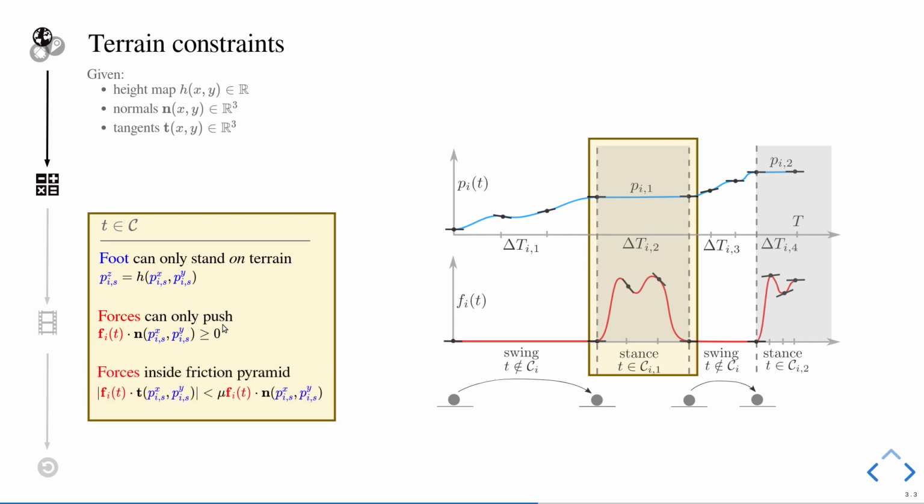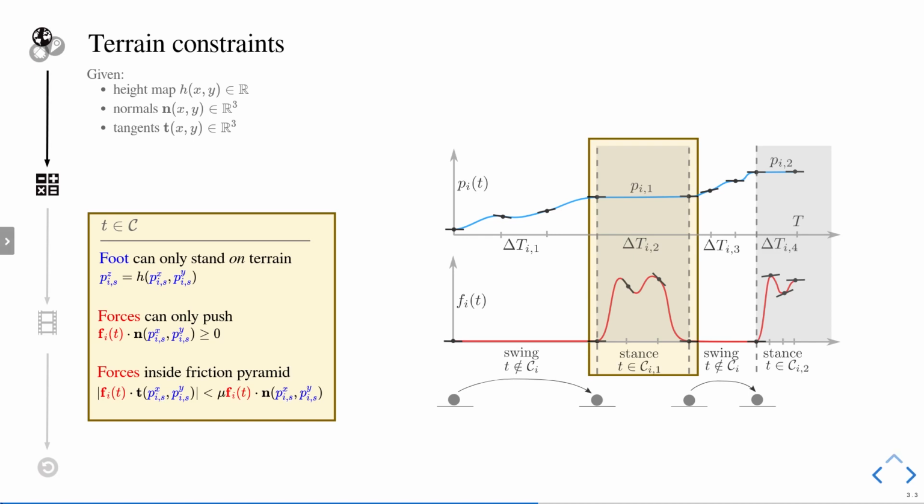And finally, a further constraint that we have to enforce at every point in time is that the forces are inside the friction pyramid. The tangential forces have to be smaller than the friction coefficient times the normal forces, so the forces projected on the normal. So we have all the colored quantities here, the red and the blue. These are represented by polynomials that the optimization algorithm is tuning simultaneously. So here it can move the foothold positions around or the forces, and it has a lot of degrees of freedom in order to satisfy each of these equations.